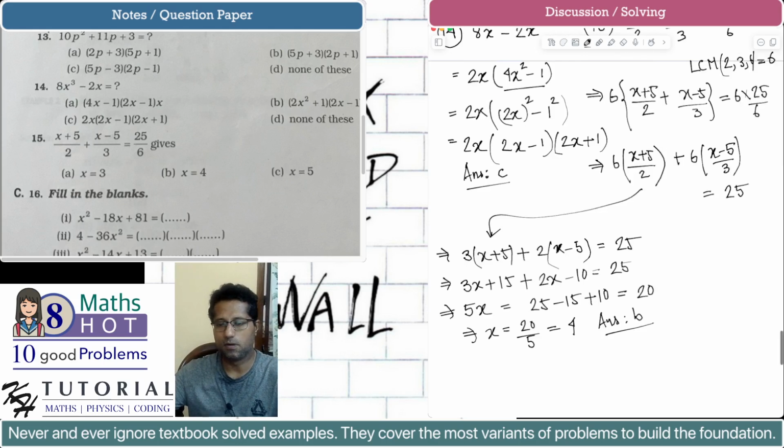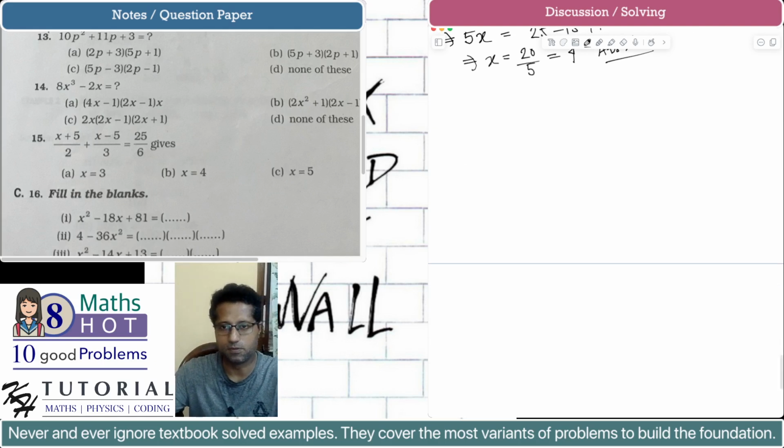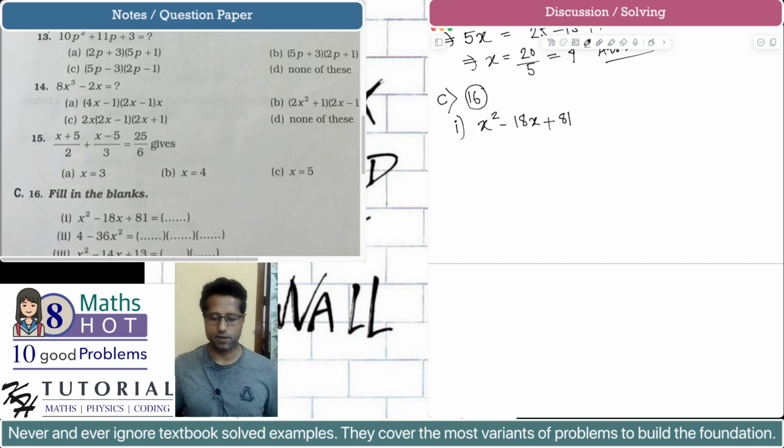Okay, let's do section C, which are fill in the blanks problems. This is problem number 16, part 1. Again, we have to factorize x square minus 18x plus 81. First of all, you will see if there is any common factor in all the terms. We don't see any common factor.